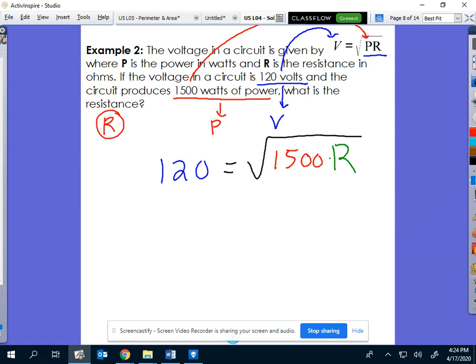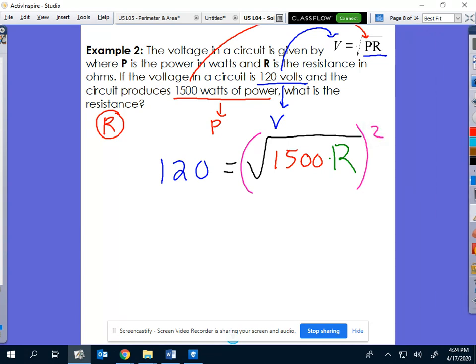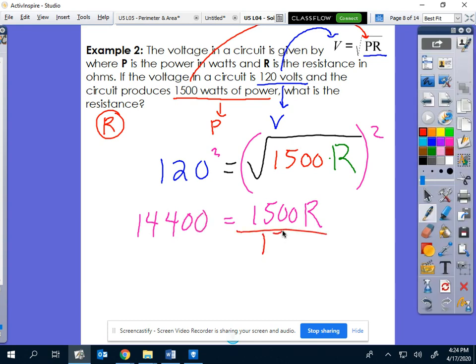And now we've got this equation that we can solve just like I taught you in the previous video. The radical is already isolated, so step 1 is done. So I'm just going to go ahead and throw these in parentheses and square, right? When I do that, I'm left with 1,500 R because the radical disappeared. When we square 120, that's quite a large number. When we square 120, we're left with 14,400, right? And the last step we've got to do is just divide by that 1,500.